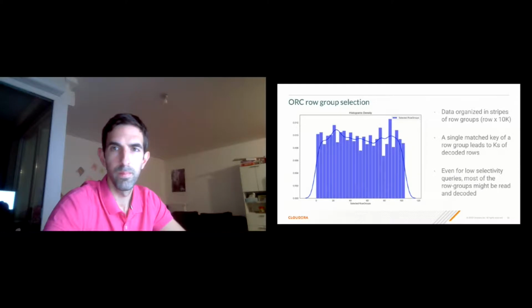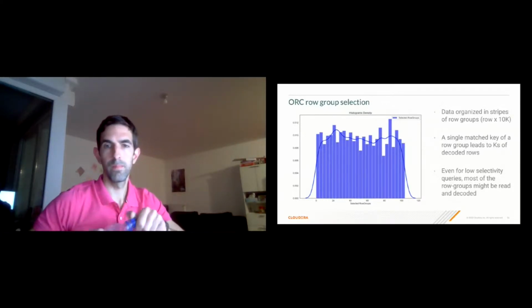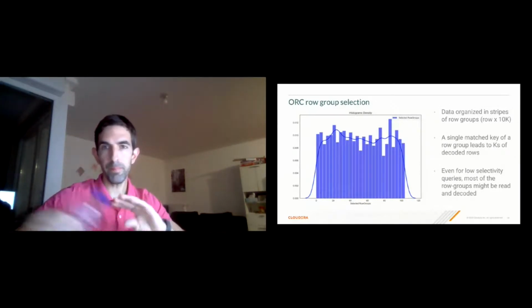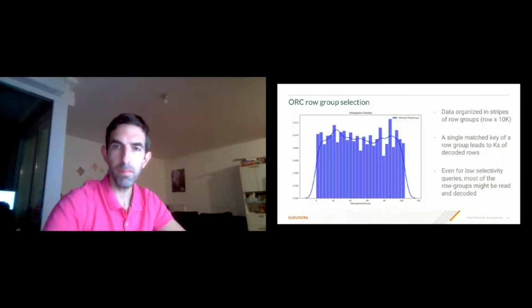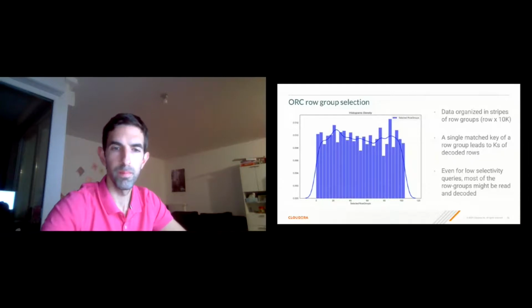To give you an example, we ran Query 55 from TPC-DS on 10 terabytes of data, which is a low selectivity query. And as you can see on the figure, on the x-axis, we have the selected row groups for a particular table. On the y-axis, we have the density number, which is pretty much the number of matching keys per row group. And as you can observe in this figure, even though we have a low number of matching keys in total, all row groups were selected because these matching keys were distributed across row groups. And this can happen a lot in reality.